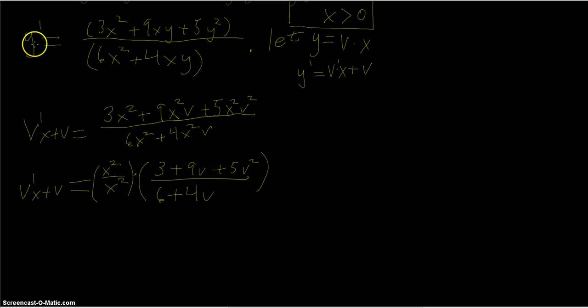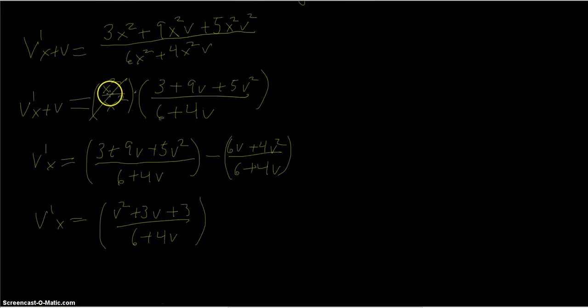So using that substitution, we get v prime times x plus v equals all of this and all of this, replacing y by v times x. When we do that, we see that we have a bunch of x squareds that we can factor out, and doing that, we're left with this.